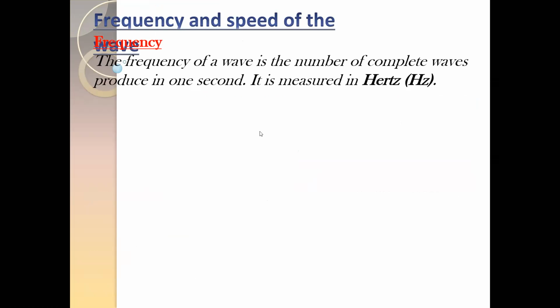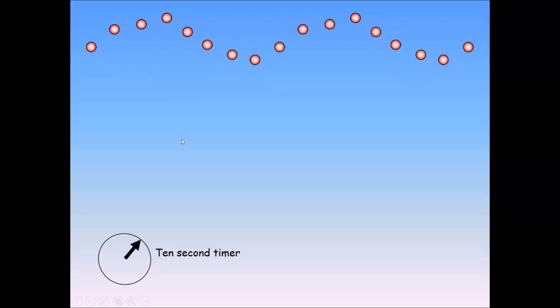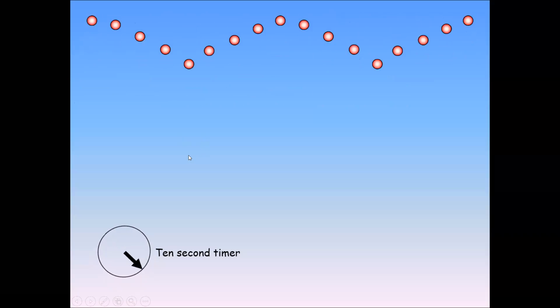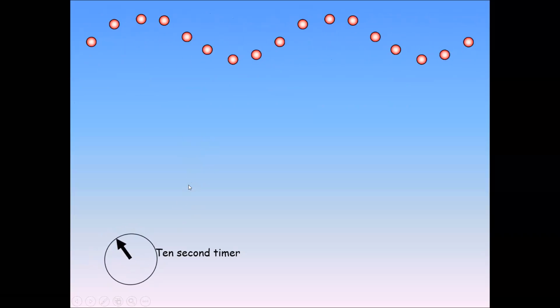Then what does the term frequency mean? Frequency means how many vibrations are produced in 1 second. Number of waves or number of vibrations produced in 1 second, that is called frequency. So if I show a picture in which the vibration is produced, in 10 seconds, this is a 10-second timer. So how many vibrations are produced in 10 seconds? Can you identify?